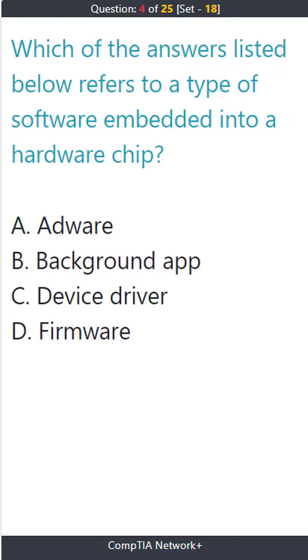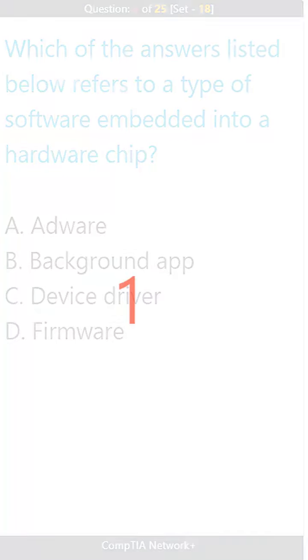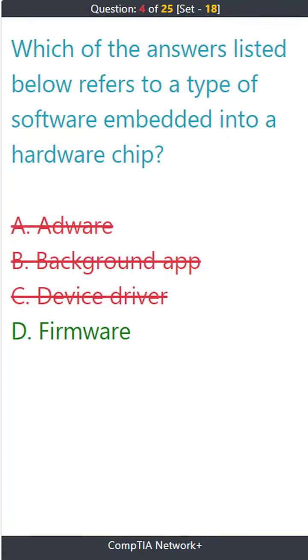Question 4. Which of the answers listed below refers to a type of software embedded into a hardware chip? A. Adware. B. Background app. C. Device driver. D. Firmware. The correct answer is D. Firmware.